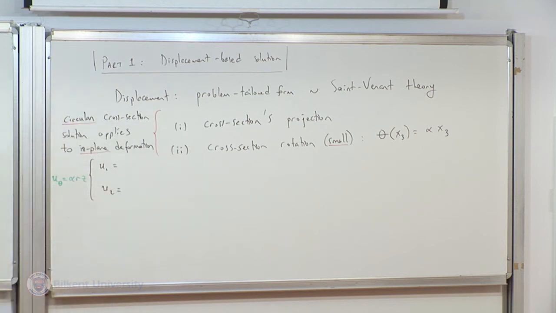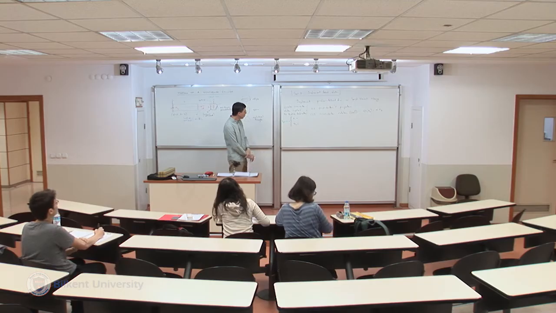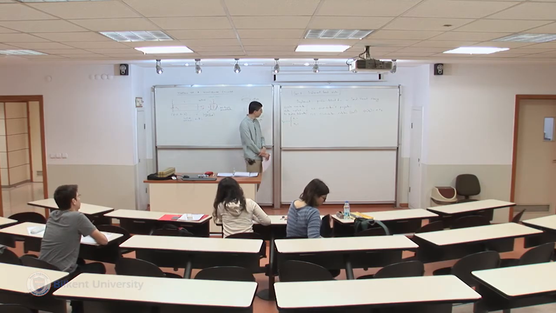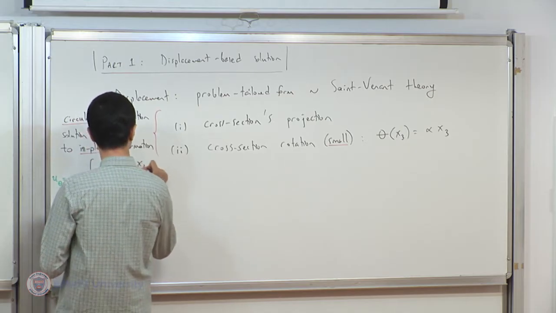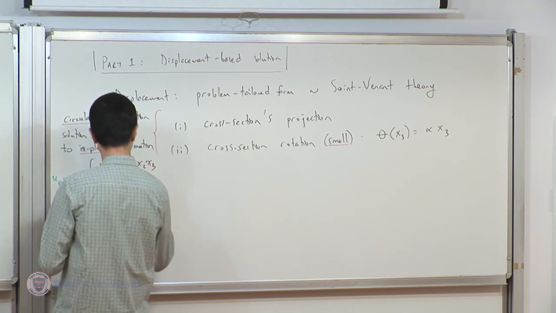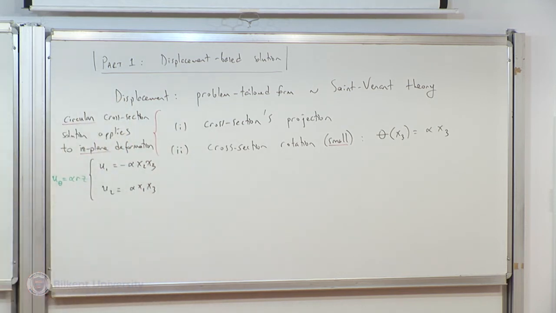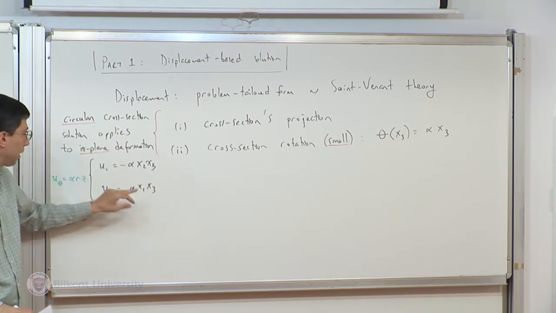In the cylindrical coordinate system, the axial direction was z, right? So at z equals 0, no rotation. And then the angular displacement is proportional to the distance from the axis of the cylinder and proportional to the twist per unit length. So if we transfer that solution to the Cartesian coordinate system, we find that. Okay? So alpha remains, x3 remains, and r transfers to minus x2 and x1. Okay?